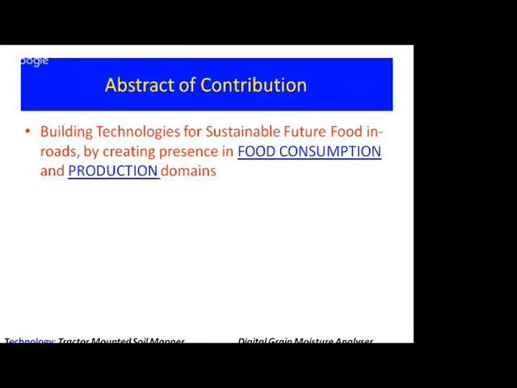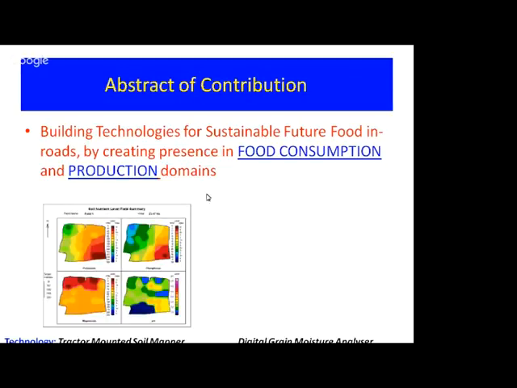My contribution is in building technologies for a sustainable future of food, by creating a presence in food consumption and production domains. The technology you are seeing on the left side is a tractor-mounted soil mapper, which maps the soil characteristics. For good agricultural production, the important aspects are the soil in which the crop is planted, and temporal factors like weather and the growth of the plant.